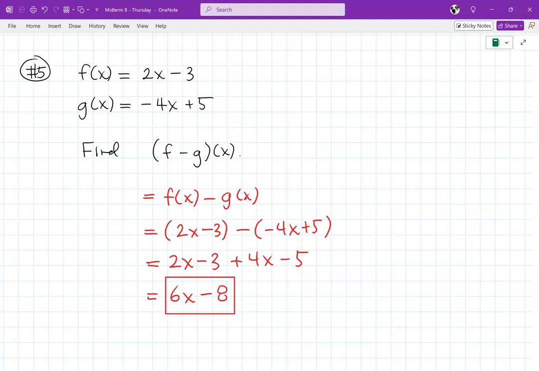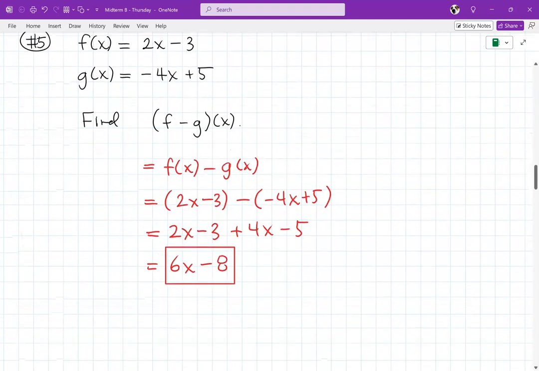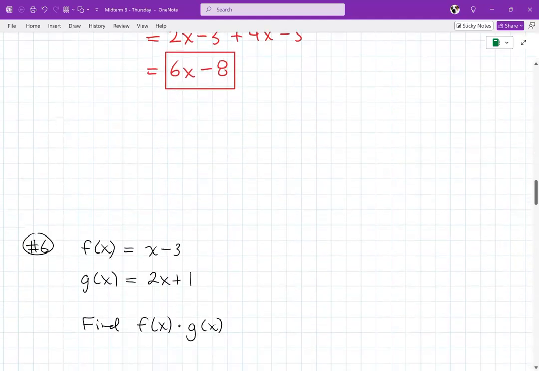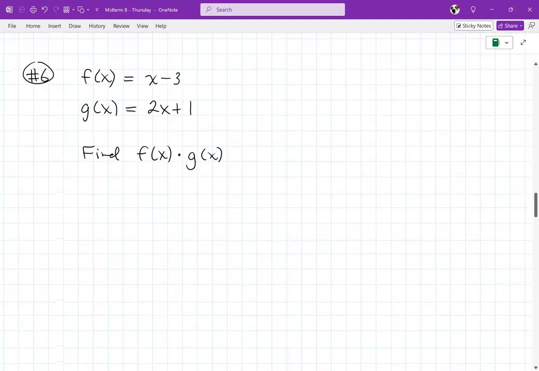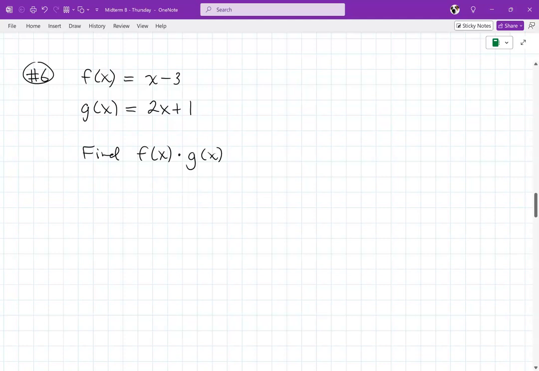They might ask you to multiply or add or something like that. I think we're going to do one that multiplies. So this one right here, number 6, we have f of x is equal to x minus 3. G of x is equal to 2x plus 1. And they want me to multiply these two together. F of x times g of x.